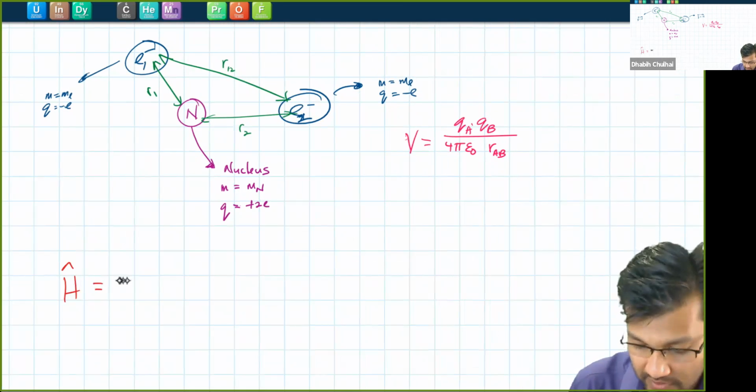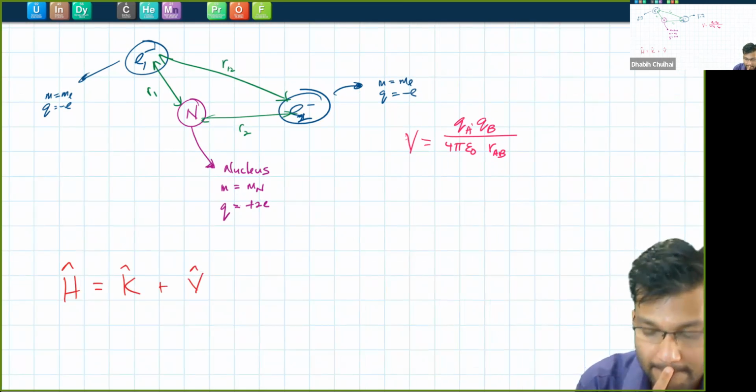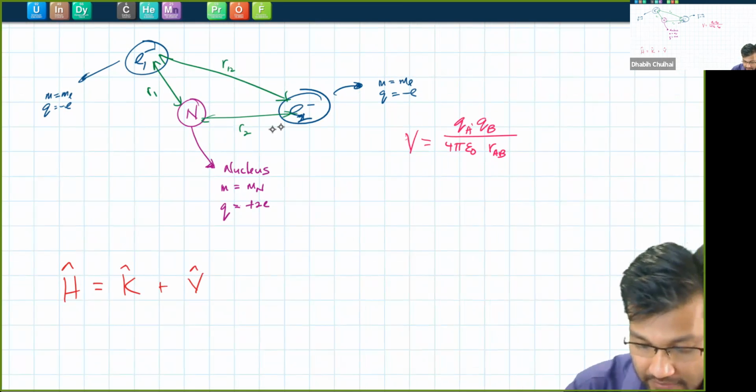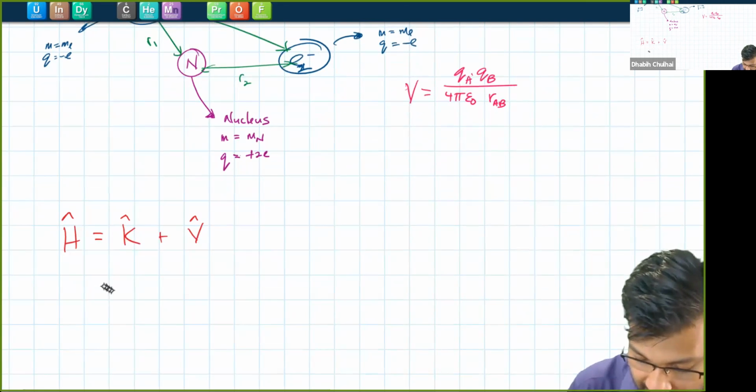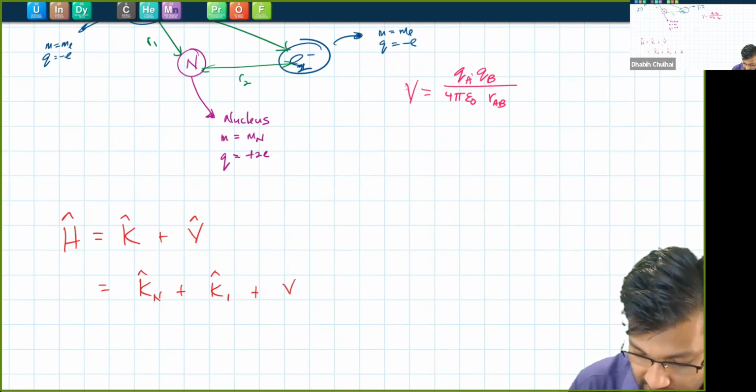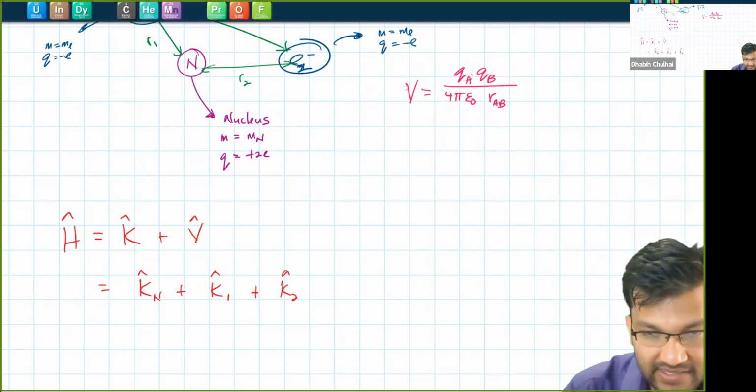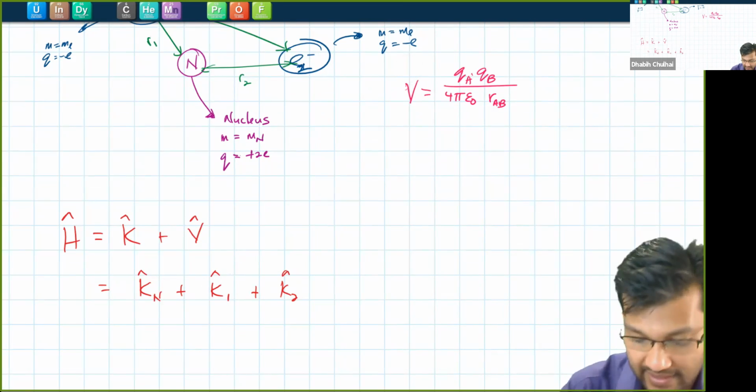Well, the Hamiltonian we know is the kinetic energy plus the potential energy, right? There are 3 different parts to the system. Again, we're keeping the nucleus together. We're not separating it out into protons and neutrons. So the kinetic energy will be the kinetic energy of the nucleus plus the kinetic energy of electron 1 plus the kinetic energy of electron 2, right? 3 pieces, 3 particles, 3 different kinetic energies.